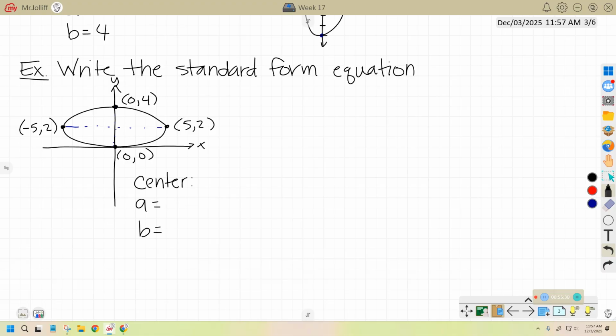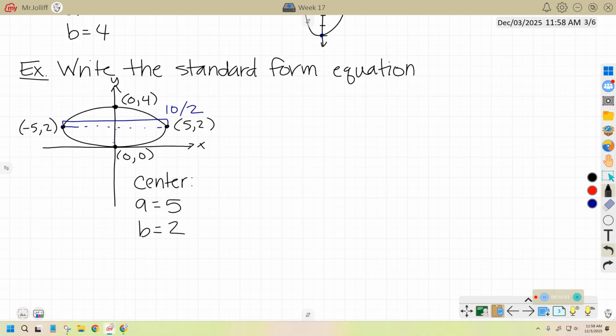A is the horizontal, B is the vertical. So what is the distance from this point here to this point here? It's 10. What do I do with it to find A? Just like I did with the diameter to get the radius. Yeah. So A must be 5 without drawing on the picture. What's my B? 2. Half of 4 is 2.